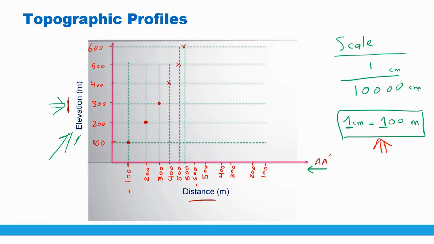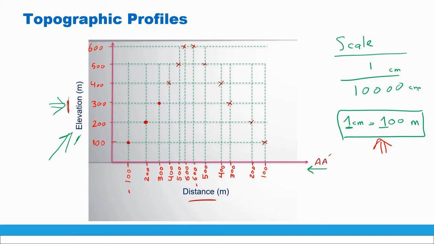And now the next intersection point would be 600 meters as well, which is this one on the same line, because it is 600 meters, and the next one would be 500 meters along the same line here. This one 400 meters, 300 meters, 200 meters, and finally this is the intersection point for 100 meters.